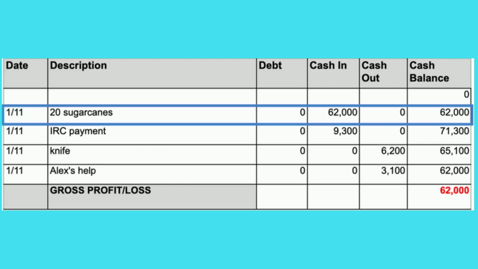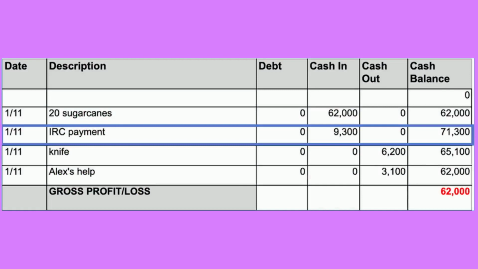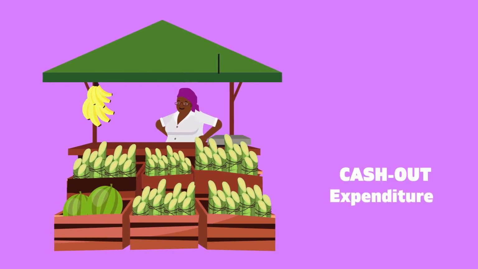Today, I also received a cash grant from the IRC of 9,300 Ugandan shillings. So I also record that as income or cash that came in. I write in the date 11th January. The description, IRC payments, 9,300 Ugandan shillings under cash in, 0 under cash out and debt. So, now my cash balance is the income that I had before plus what I have now. 62,000 plus 9,300 Ugandan shillings is equal to 71,300 Ugandan shillings.